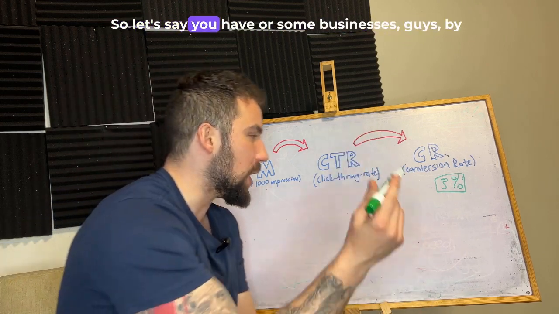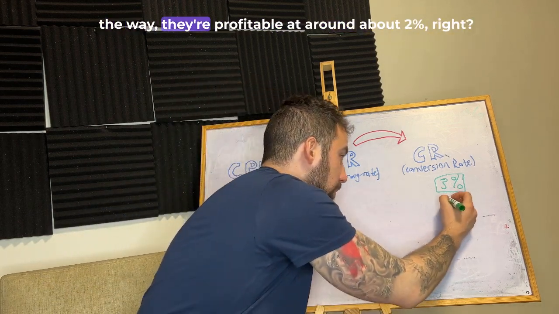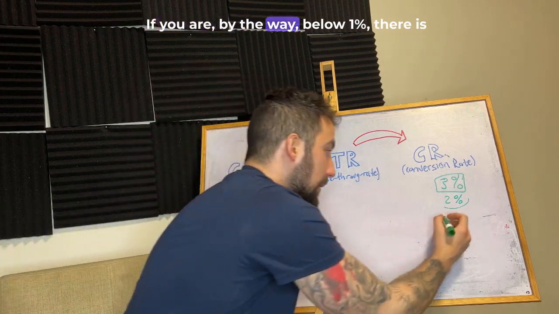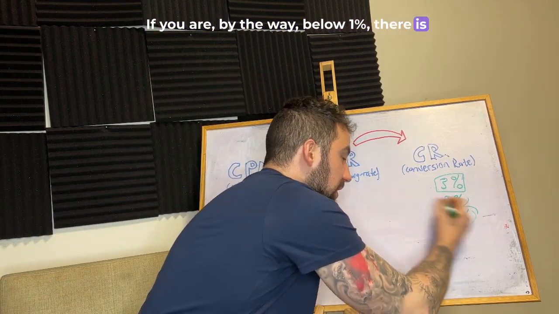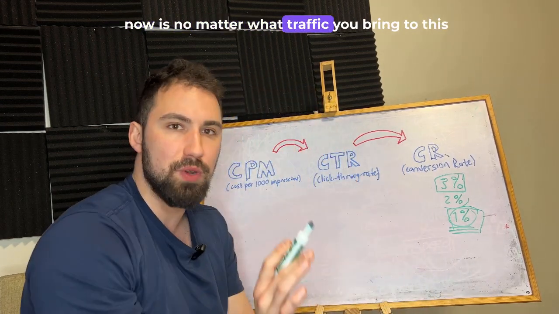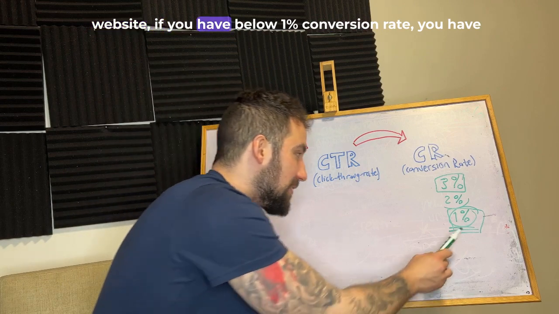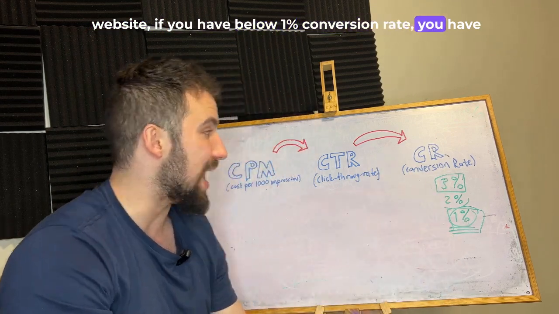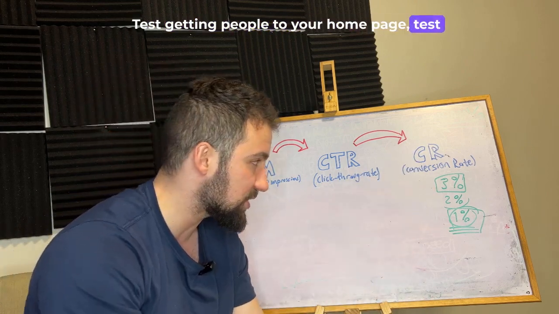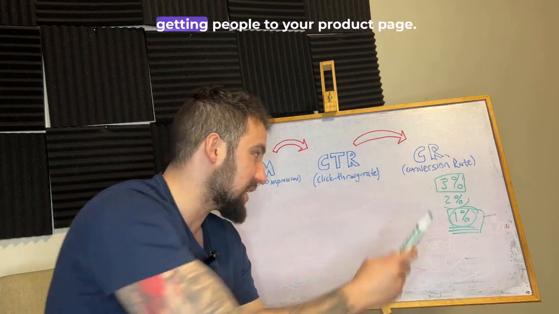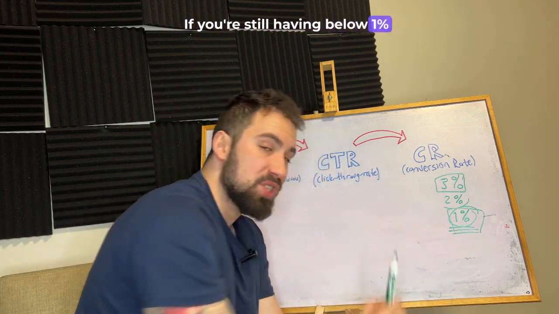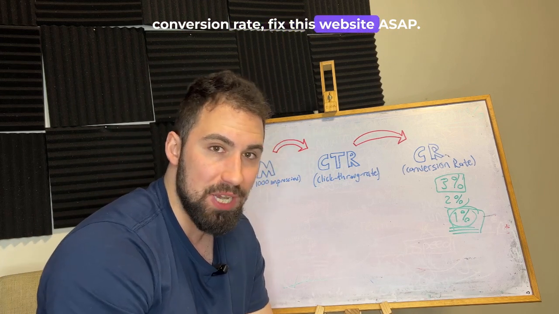So let's say you have, or some businesses, guys, by the way, they're profitable at about 2%, right? If you are, by the way, below 1%, there is literally the only problem that you have to fix right now: no matter what traffic you bring to this website, if you have below 1% conversion rate, you have to fix your website or product page. Test getting people to your homepage, test getting people to your collection page, and test getting people to your product page. If you're still having below 1% conversion rate, fix this website ASAP, guys.